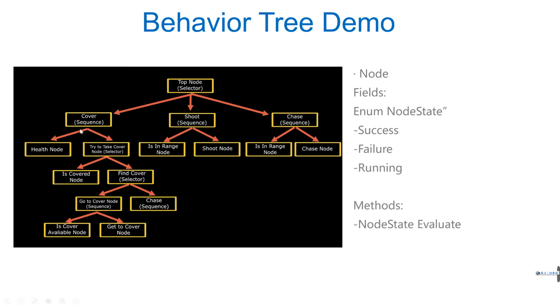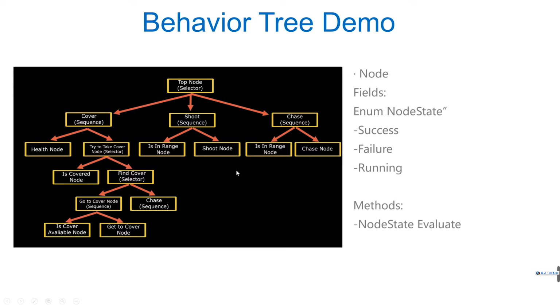For example, the cover node includes a health node and a try to take cover node. As this one returns success, it will run the try to take cover node, and then it will be judged in this pattern one by one. If this one is available, it runs this one, and if this one is available, it will run this one. Actually, this is a selector, and if this one is not available, it will run this one. There are differences between the selector and sequence, which I will introduce later.